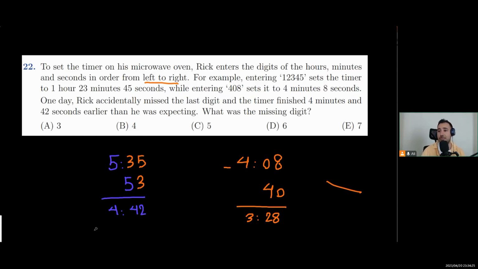I know it because I've done it before. So now this 5 becomes 4, this becomes 95. Minus 53 is exactly 42. So there you go. He wanted to put it on 5 minutes and 35 seconds. So accidentally, he only wrote 53 seconds. And when we subtracted it, it finished 4 minutes, 42 seconds earlier. So what is the missing digit? Of course, the last one. Why is this the last one? Because we're going left to right. So the answer is 5.